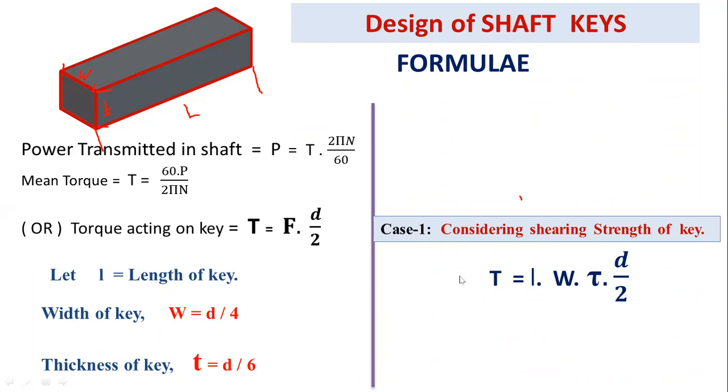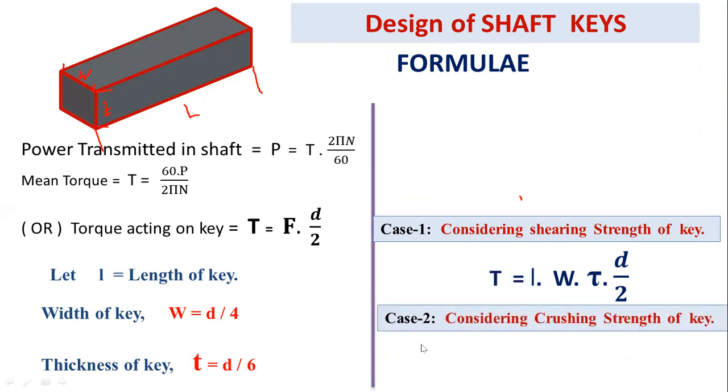Now you have to substitute the value of mean torque, length of the key, width of the key, and diameter of the shaft. After substituting these values, you can get the value of shear stress induced in the key material. In the second case, you have to consider the crushing strength of the key. This is the formula for crushing strength of the key.